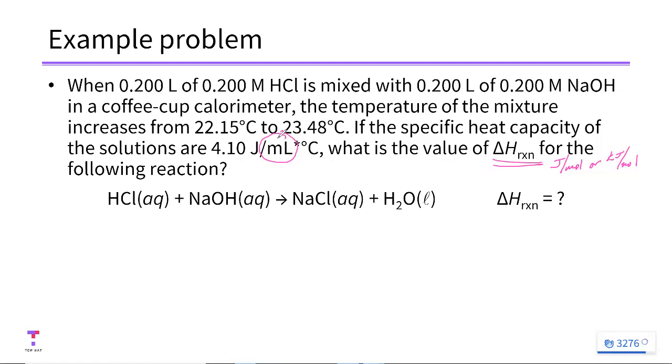So this is very similar to what you just did in lab. The only difference is that we have the same starting temperature for both solutions. So unlike the lab where you had to split off the acid solution and the base solution, calculate their delta T's separately, and then combine them together at the end, everything's at the same temperature. So I can combine everything together from jump. 0.2 liters is 200 milliliters.